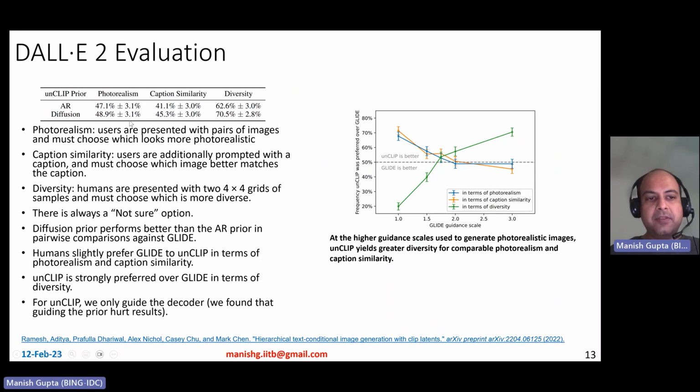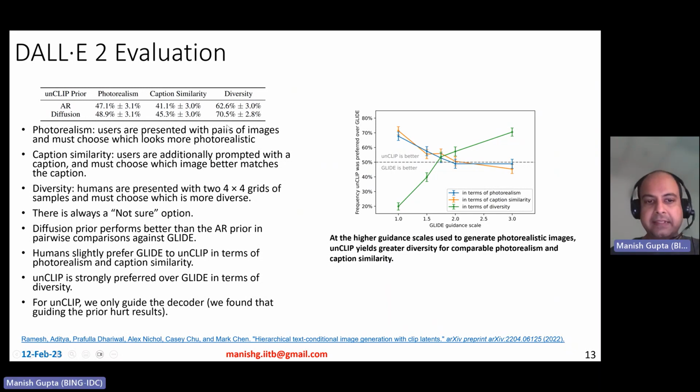From the results, it was observed that diffusion prior performs better than the autoregressive prior in pairwise comparisons against GLIDE. Now, as you observe here, humans actually slightly prefer GLIDE. These values that you see here are about preference of DALL-E 2 with respect to GLIDE. So in how many cases do people prefer DALL-E 2 rather than GLIDE? As you observe, humans slightly prefer GLIDE to unCLIP, or the DALL-E 2 model, in terms of photorealism and caption similarity. These values are less than 50%, but closer to 50%, right? However, unCLIP is strongly preferred over GLIDE in terms of diversity. As you notice, diversity is much better. These values are way above 50%.